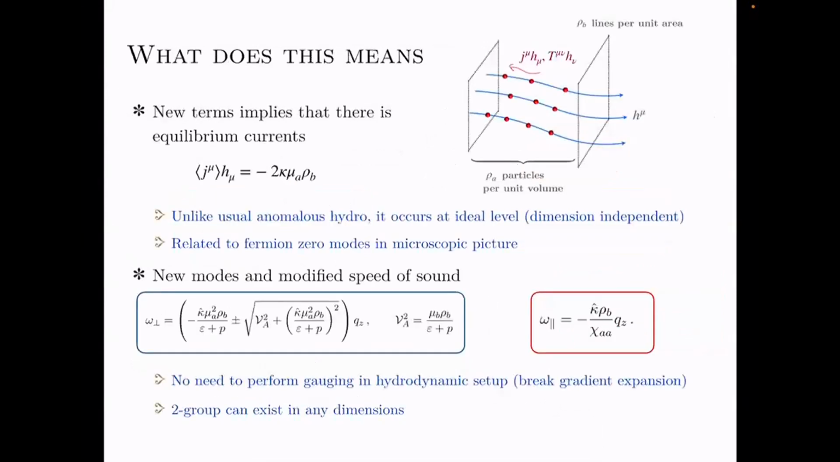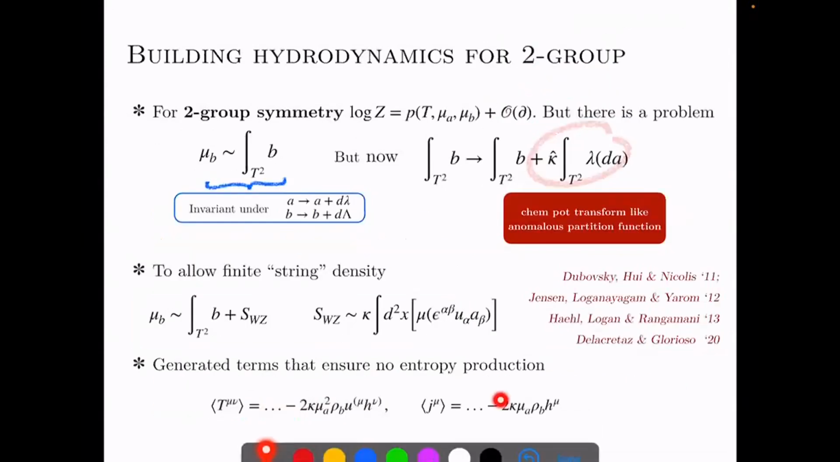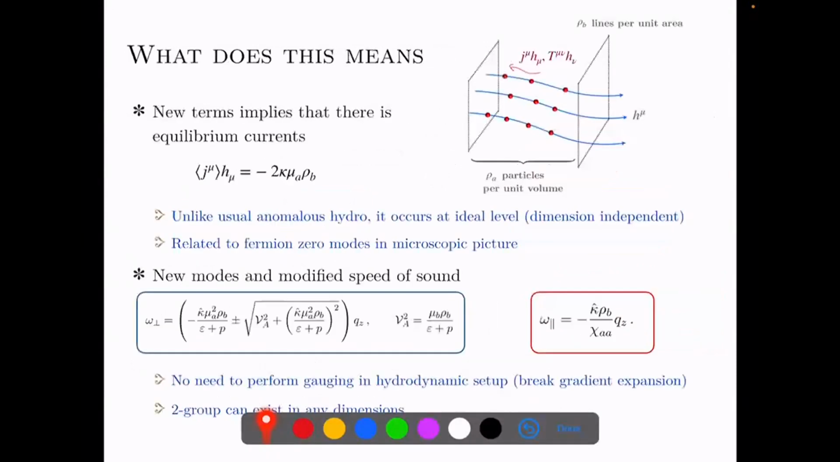All right, so let's see what it means. Firstly, the first new term here implies that there is a non-trivial equilibrium current popping out in this way. This means that, let's say you have a theory of magnetic field line with some density inside, and there is a current flowing along the magnetic field line. Unlike the anomalous hydrodynamics in higher dimension, where those terms usually appear at subleading order in the derivative expansion, this one always appears at 0 order.